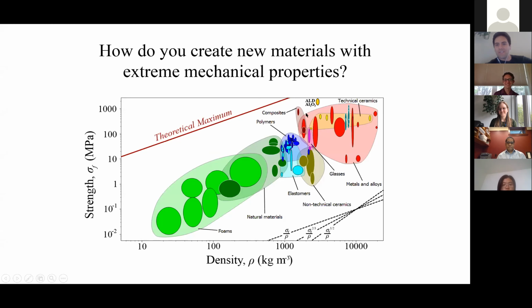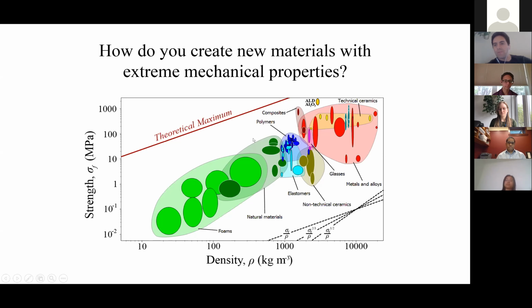So you can see here this ALD Al2O3 is a ceramic, but it's actually much stronger than all the other technical ceramics. Up here, there's diamond and carbon nanotubes and graphene. I'm not showing the very high end of the plot, which is where this theoretical maximum comes in. But just by making things nano, we inherently enhance the properties. And so there's a whole bunch of white space here that we're looking at.